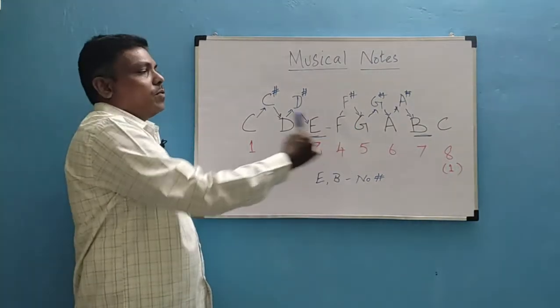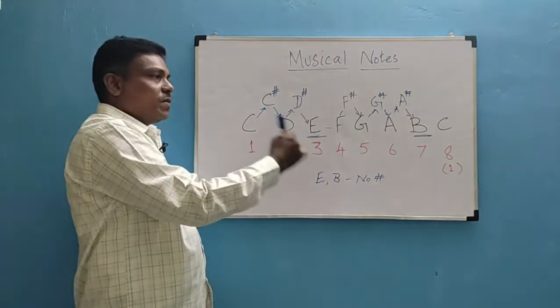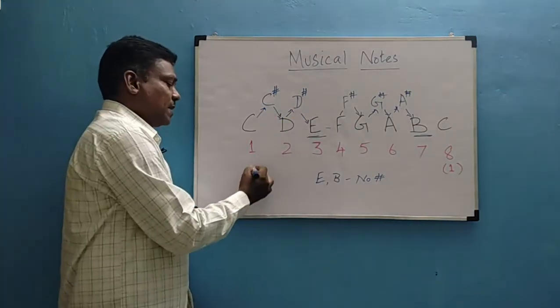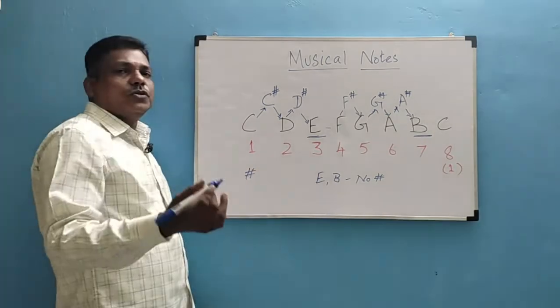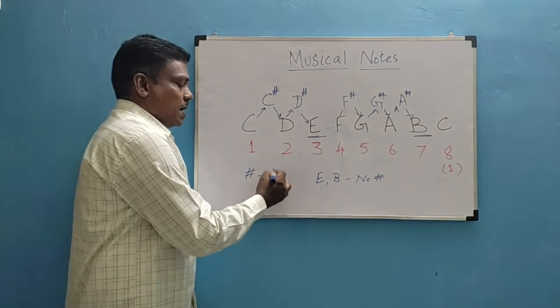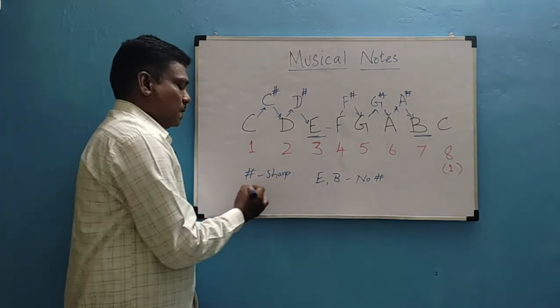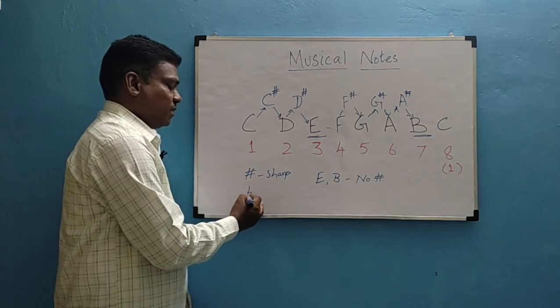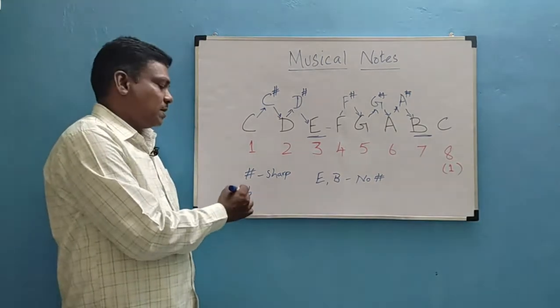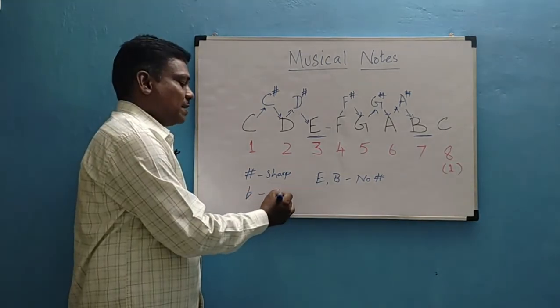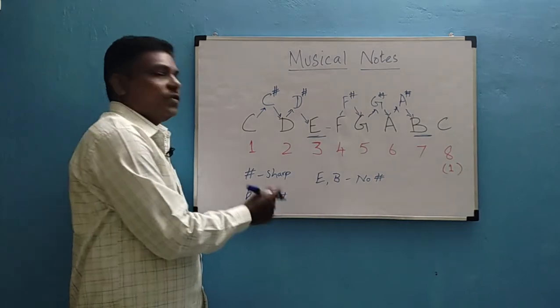While you count backwards, they can be called flats. That term we'll see in future lessons. This symbol is sharp. This is the symbol for flat. It looks like a small b, but it is different. This is flat. I'll explain about flat in the future classes.